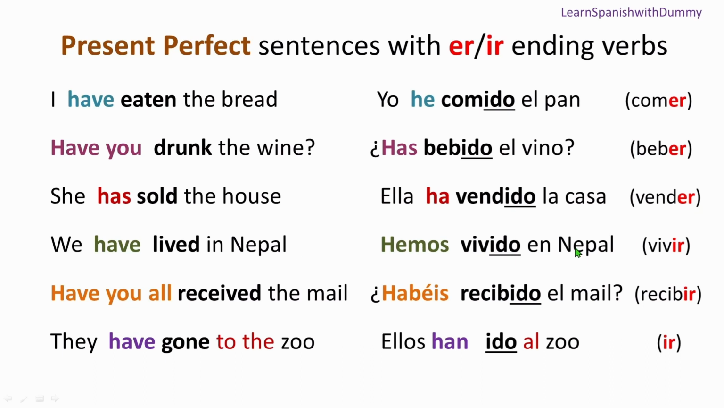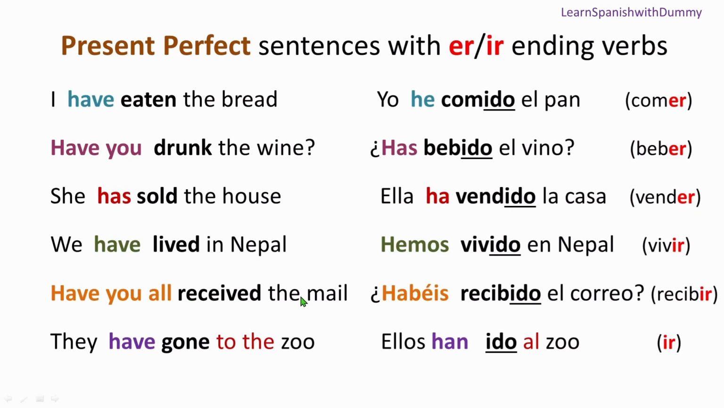We have lived in Nepal. Hemos vivido en Nepal. Hemos means we have, vivido is lived, and how do we make it? Vivir, to live. Okay, to live. Vivir is to live, so we replace ir with ido, the same rule. Vivido, that's lived. We have lived in Nepal.